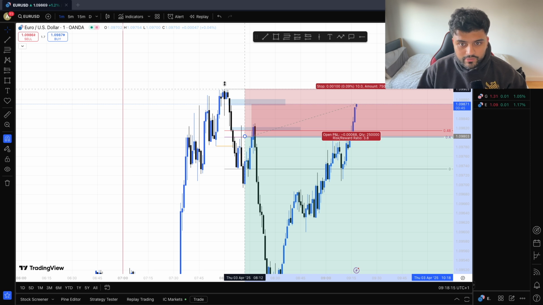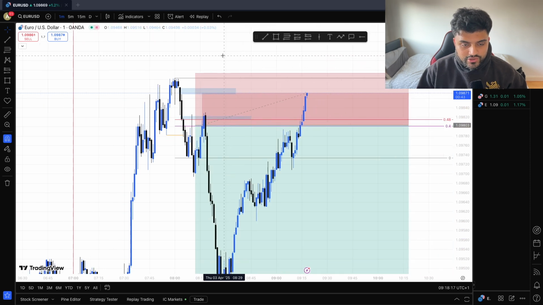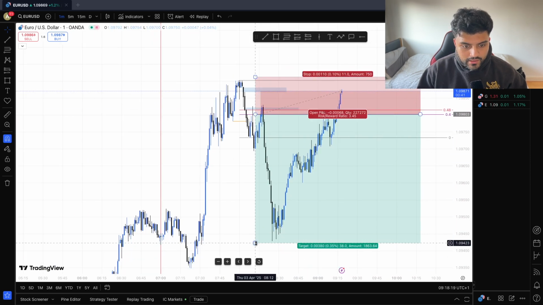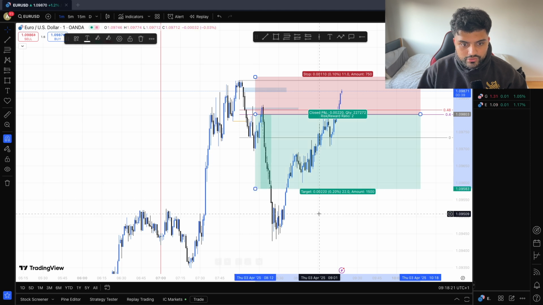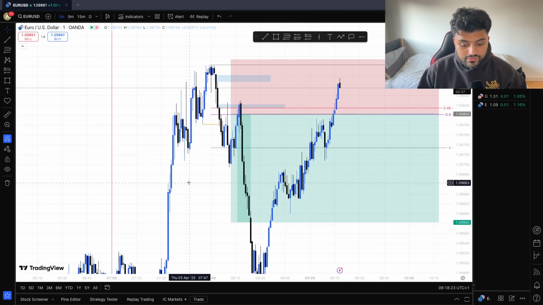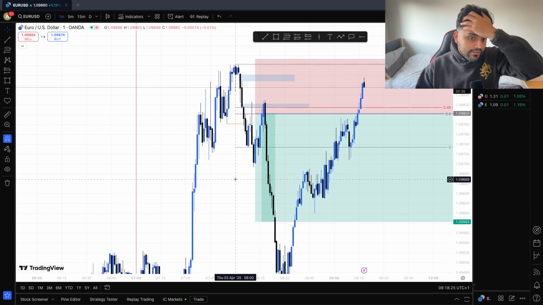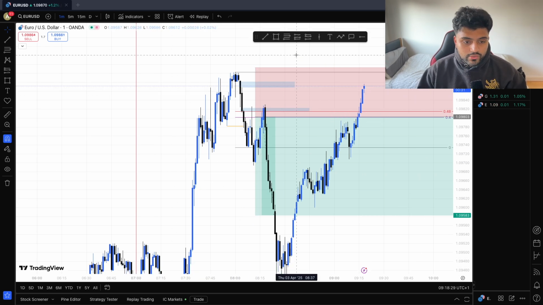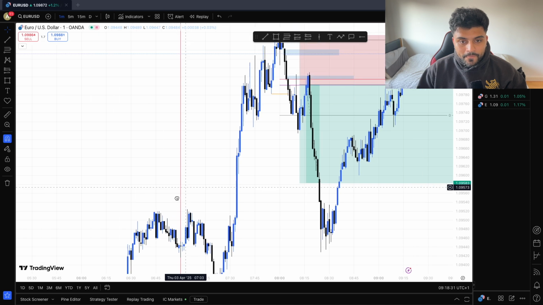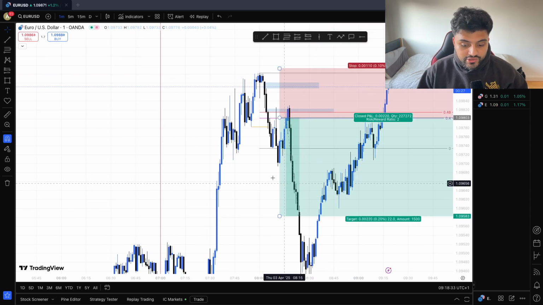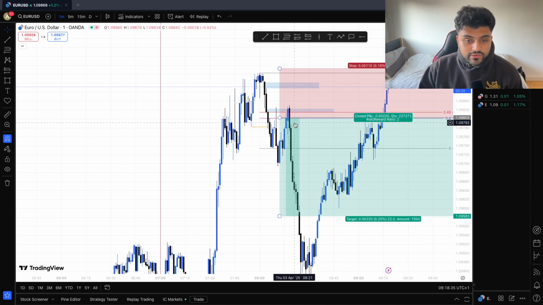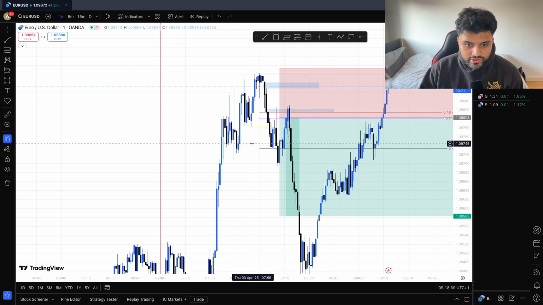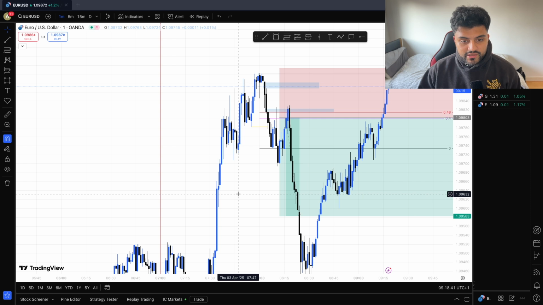I keep switching that up, to be honest. An 11 pip stop, just to give a bit of breathing room, and then 1 to 2 risk reward. This trade was executed and hit take profit really quickly. As I said, sometimes it hits stop loss very quickly, for example this trade, and sometimes it hits take profit very quickly. This was one of those times where it was a very precise entry, hit our entry, really nice wick rejection, and then just literally plummeted down to the downside.